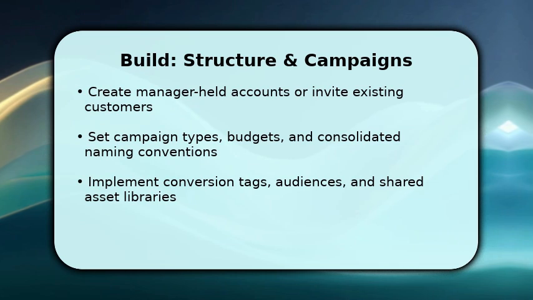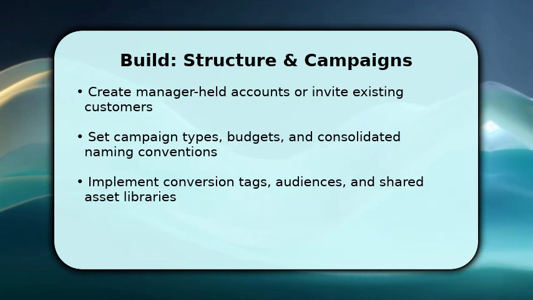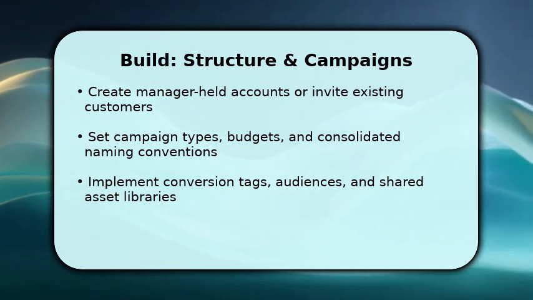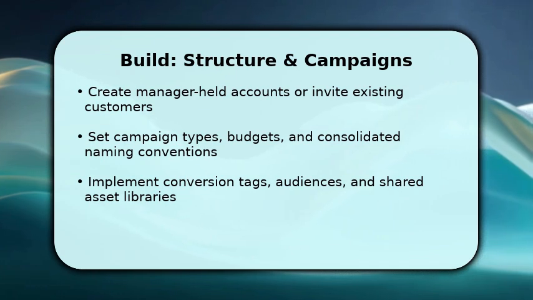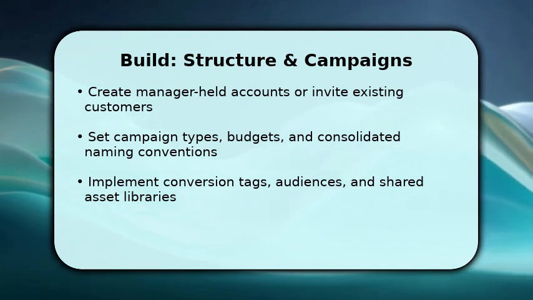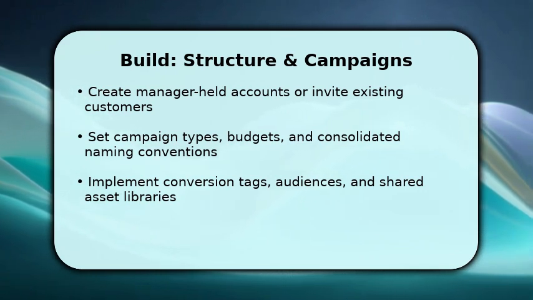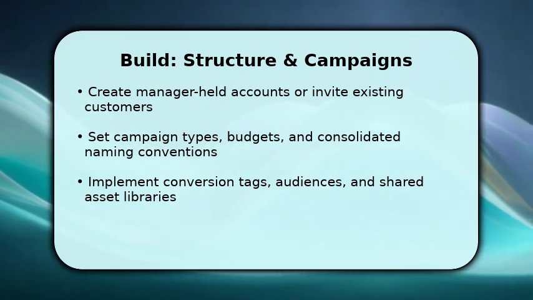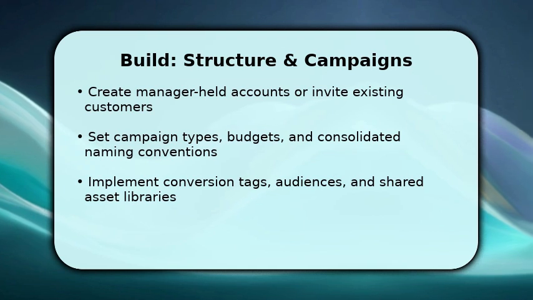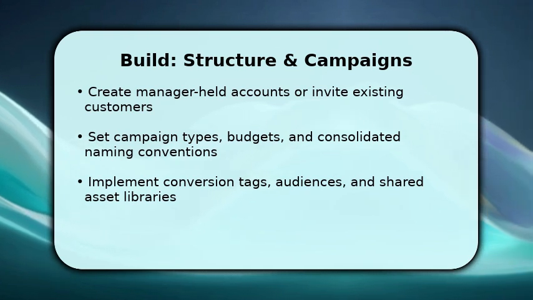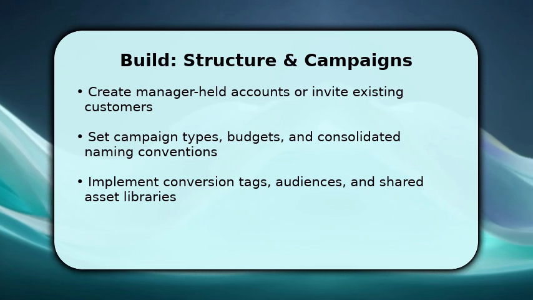Choose campaign types based on goals: search for direct intent, display for reach, and assign budgets at the account or campaign level for pacing. Implement conversion tags and audience lists now so reporting is accurate. Once audiences are collecting, reuse assets from the shared library to scale creatives and keep iterations consistent across accounts.